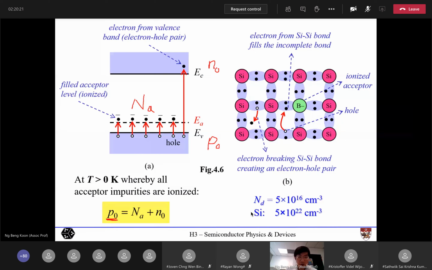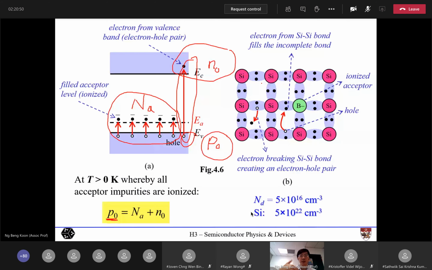that the number of holes, in this case increased now, comes from two sources. One is from the acceptor doping, where each acceptor would give rise to one hole. That's one source, plus the intrinsic band-to-band generation. This gives you one electron and one hole each. If you have n number of electrons, it means that you have n number of holes created based on this band-to-band transition. So if you add that to Na, it tells you how many holes there are in total.